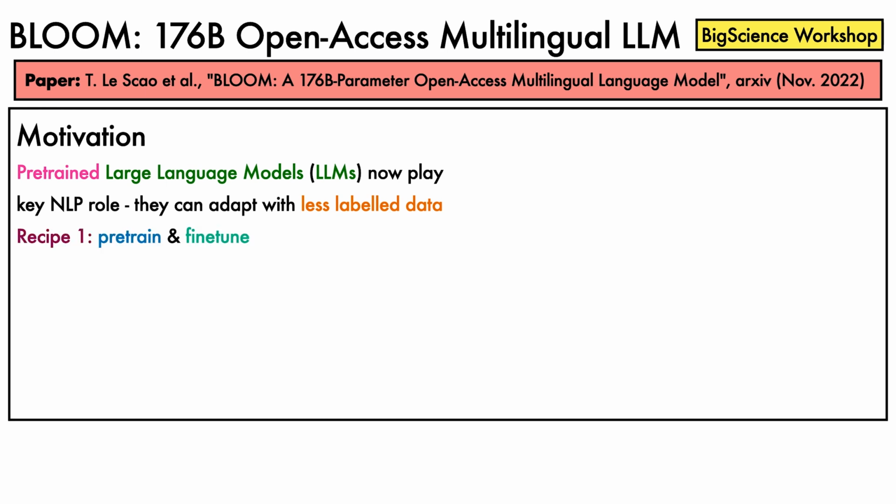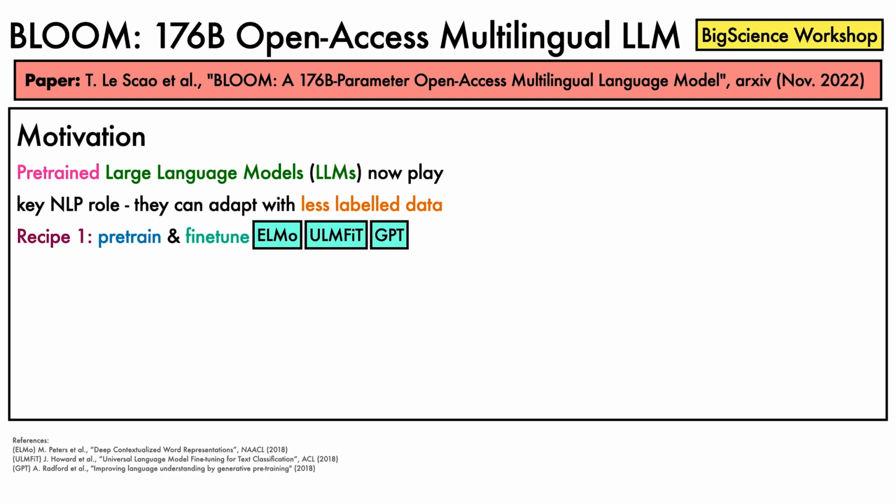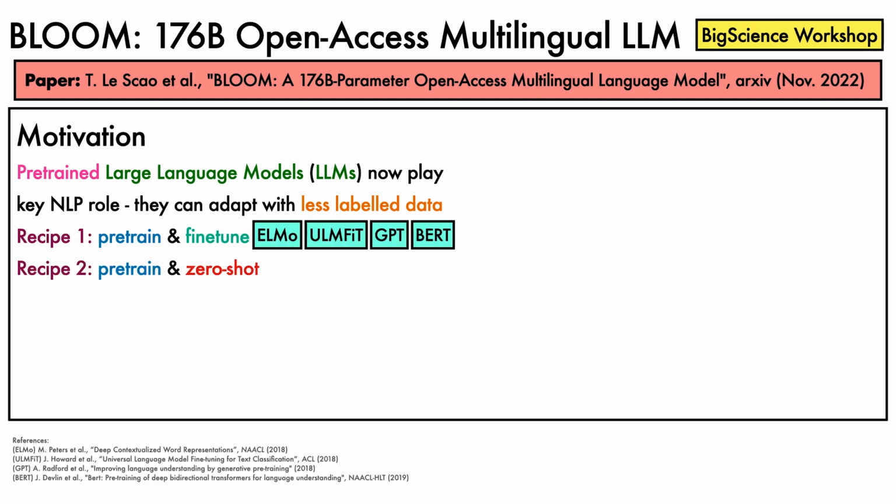The first recipe to use these models to achieve major breakthroughs was to combine pre-training with fine-tuning on a relatively small amount of task-specific data, highlighted in influential works like ELMo, ULMFiT, GPT, and BERT. A second, potentially even more practical recipe then emerged, of pre-training followed by direct zero-shot application of the models, as demonstrated in works such as GPT-2 and GPT-3.